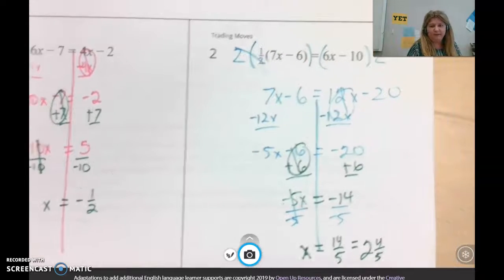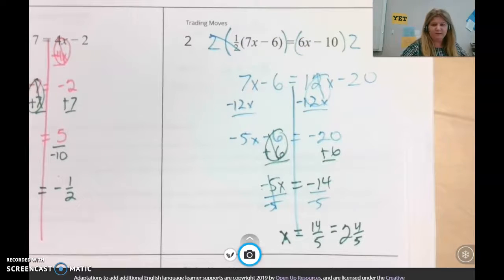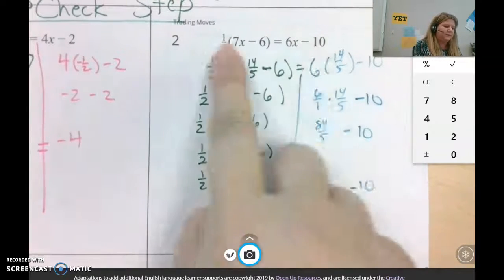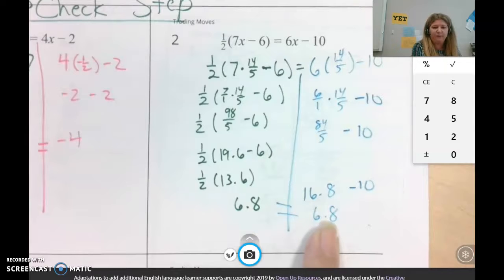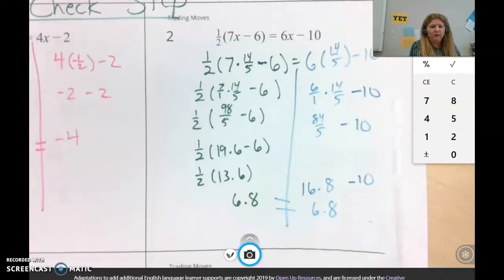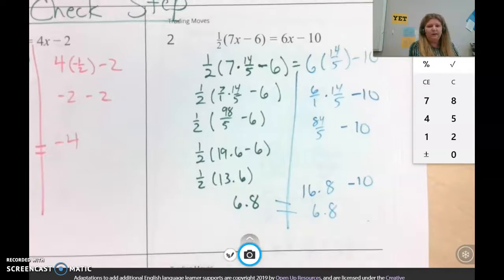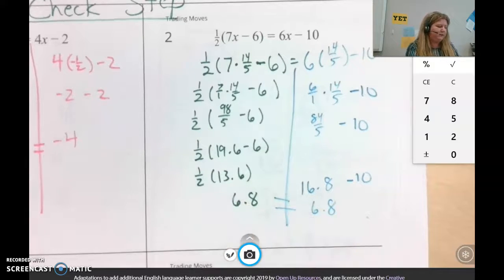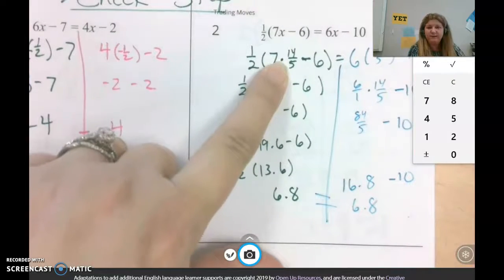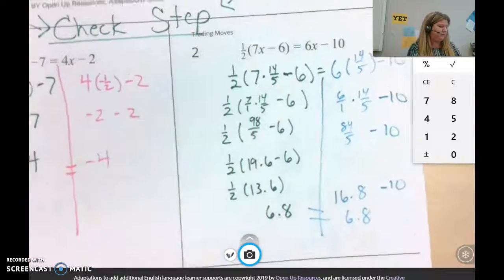And then I'm going to do the check step like I did before. So I will pause this, and I'm going to check it, and then I'll just show my work. And at that point you can pause it if you want to. So when these are worked out, we see each of the expressions equals 6.8 when we substitute our value of 14/5, which was our answer. So when we substitute that value in, we do end up getting the same on each side. So therefore, this 14/5 is the correct solution for this equation.